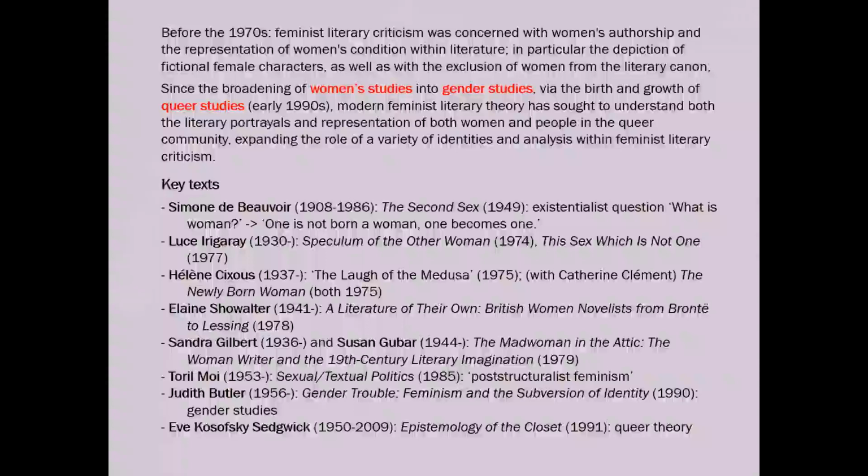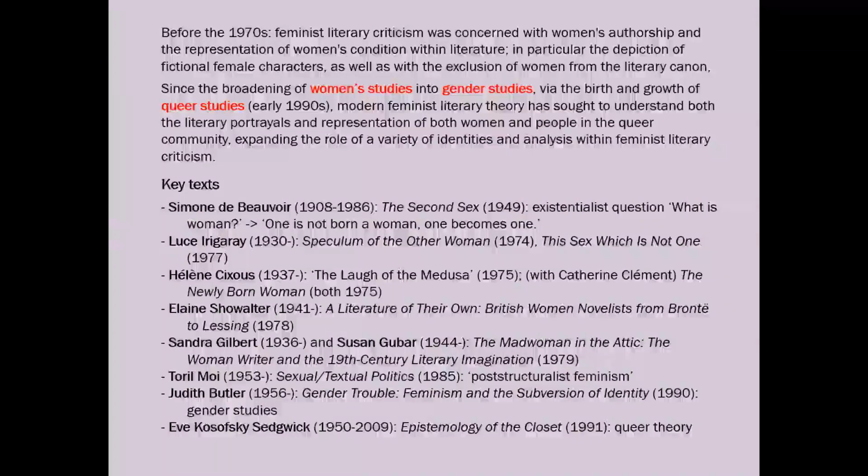So before the 1970s, feminist literary criticism was concerned with women's authorship and the representation of women's condition within literature. And in a sense, it followed the trend whereby people focused on the relationship between the author and the text, and in particular the depiction of fictional female characters, and tried to bring women writers into the literary canon. But since the broadening of women's studies into gender studies, that has been applied to not only women, but also people in the queer community, and has further contributed to expanding the role of a variety of identities within this now broad set of theories.